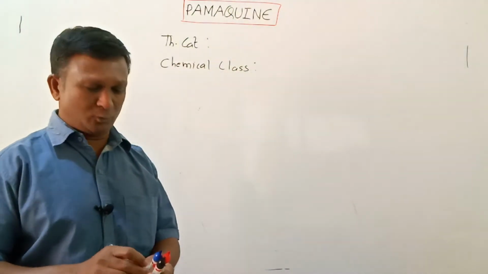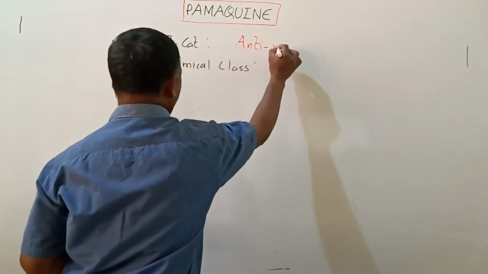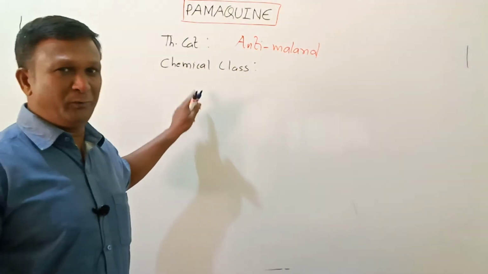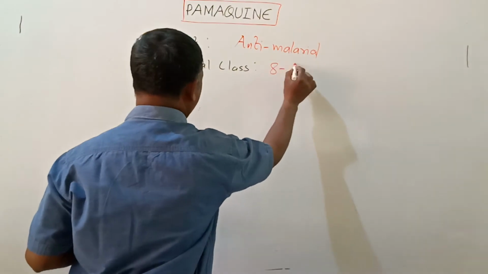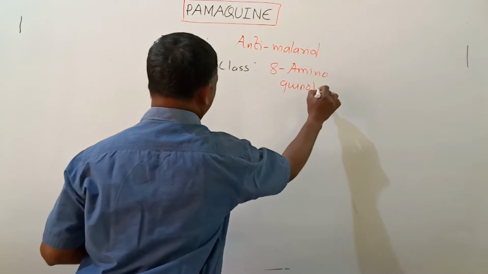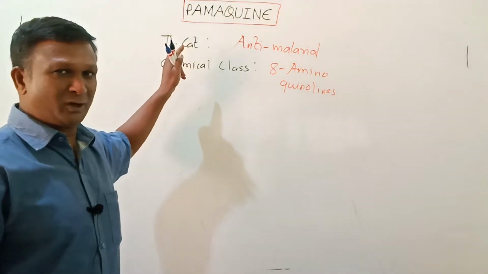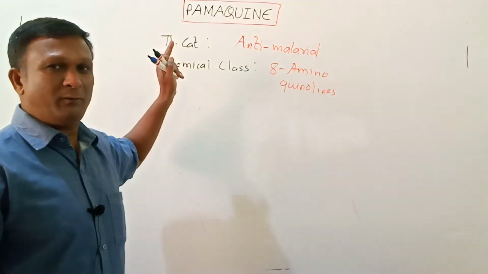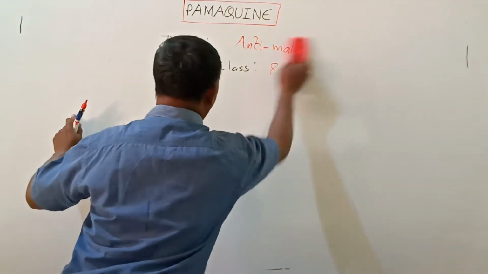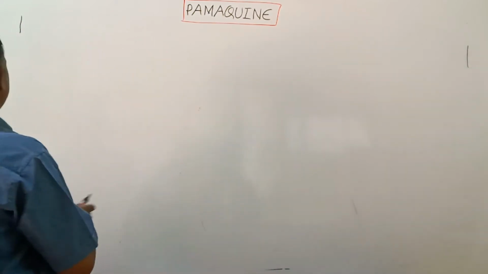Our today's topic is a very important compound, Pamaquine. This compound belongs to the therapeutic category of anti-malarial drugs. The chemical class to which it belongs is 8-aminoquinolines. As per the therapeutic category, this drug is used in treatment of various forms of malaria. Let's go for synthesis of this compound, which is very important as per the examination concerned.